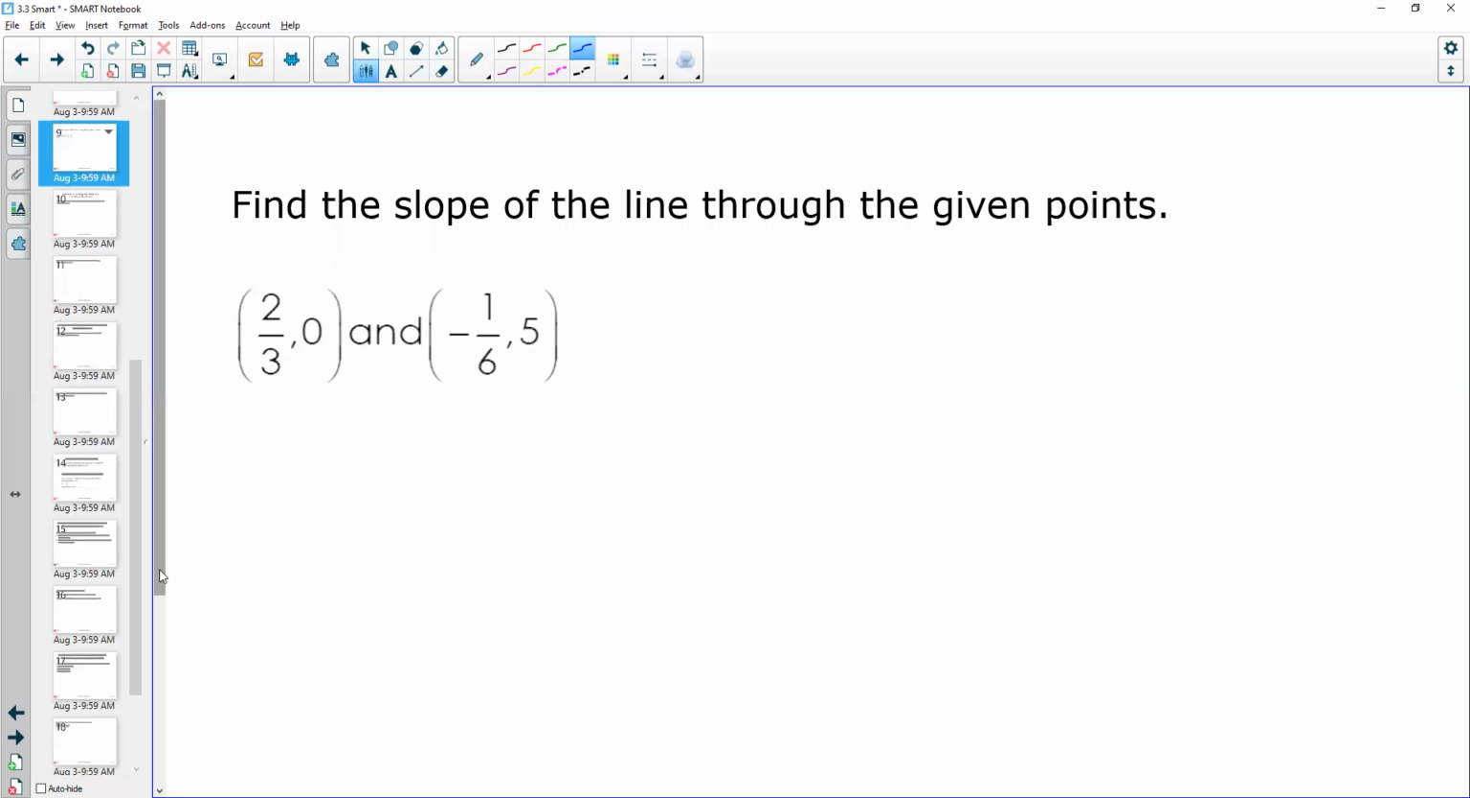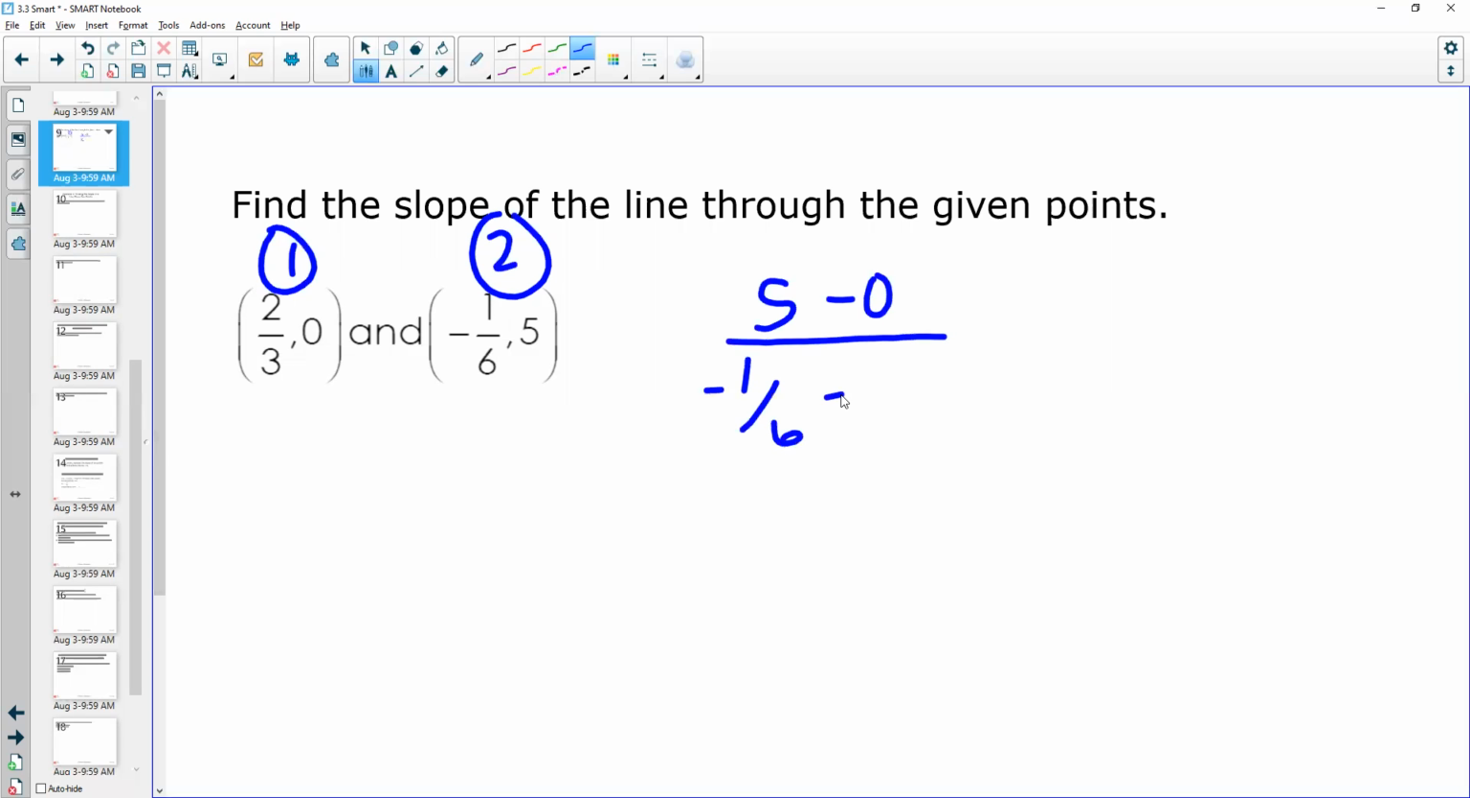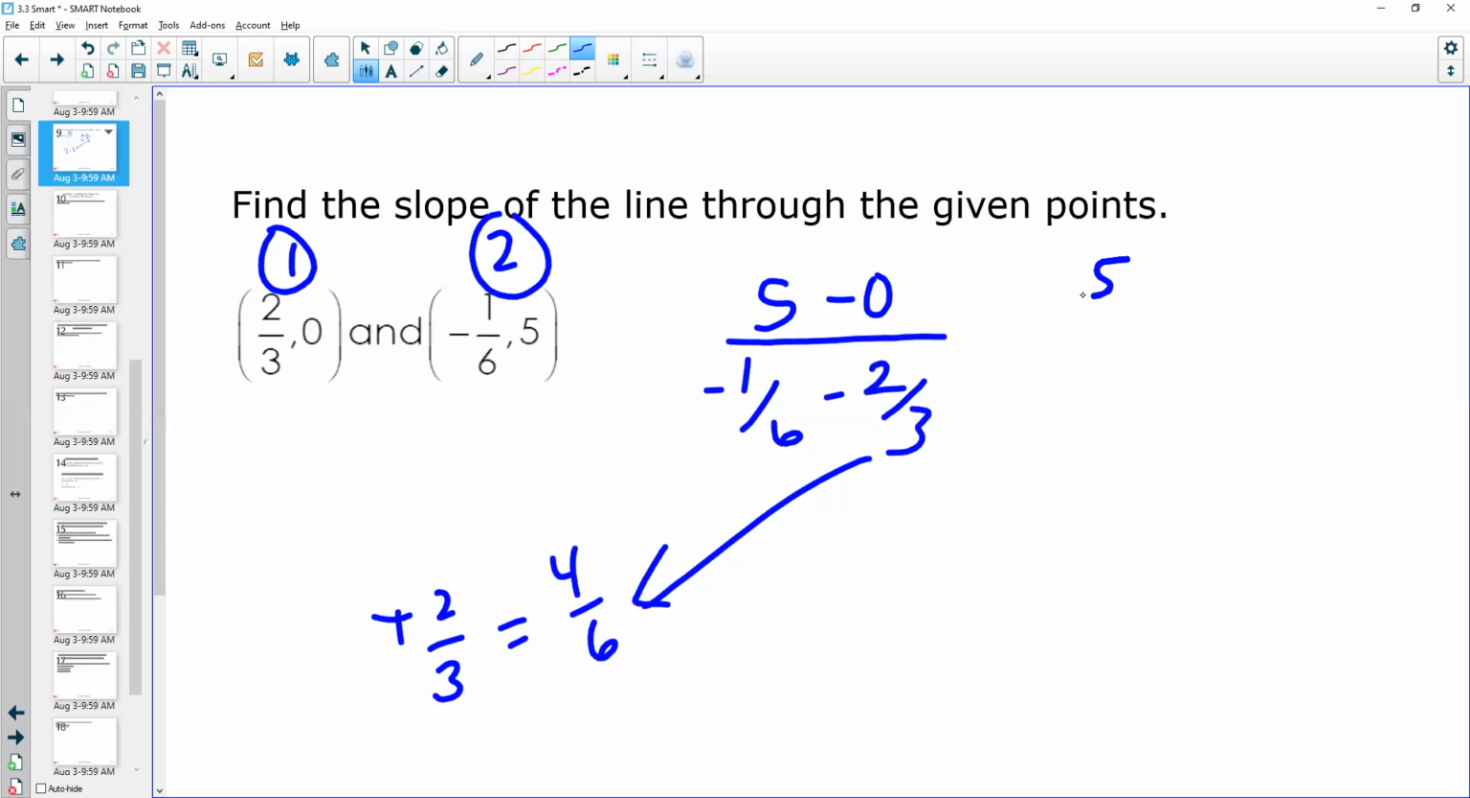See what happens here. This is point 1, this is point 2: 5 minus 0, and negative 1/6 minus 2/3. To make this easier, I'm not going to make 1/6 into thirds, I can't do that. But I am going to make 2/3 into sixths. 2/3 is the same as 4/6. So I'm going to rewrite it: 5 minus 0 over negative 1/6 minus 4/6.